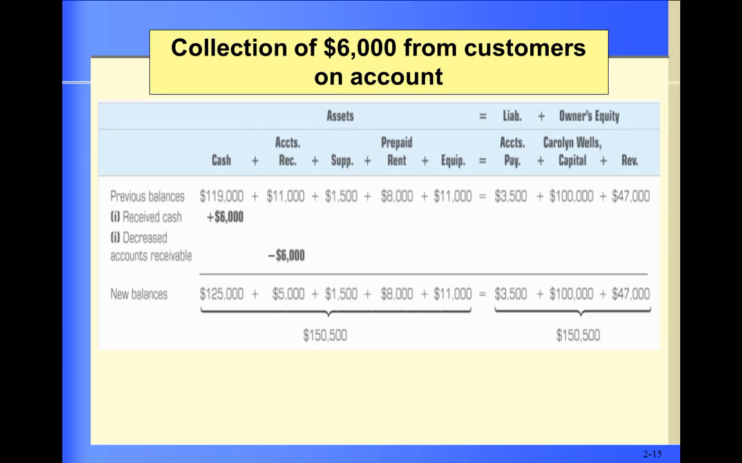Now, when the future arrives and they pay us, what we're going to do is increase the balance of our cash account because they've actually given us a payment for that account, and then we're going to decrease the balance of our accounts receivable because they no longer owe that money.